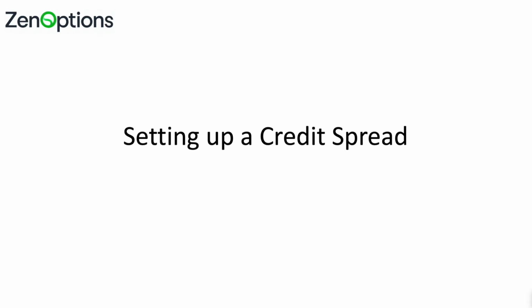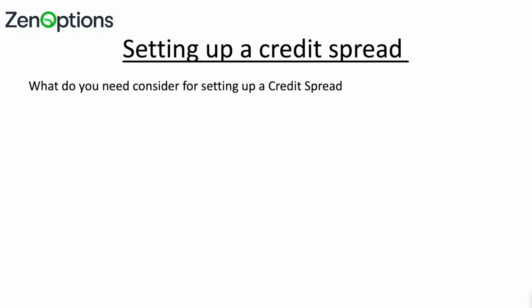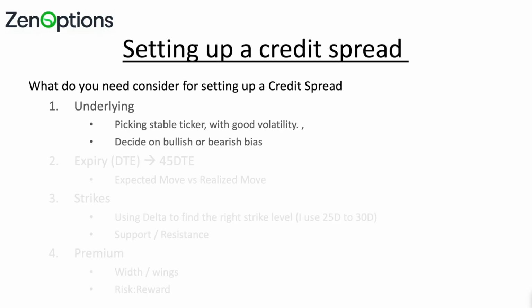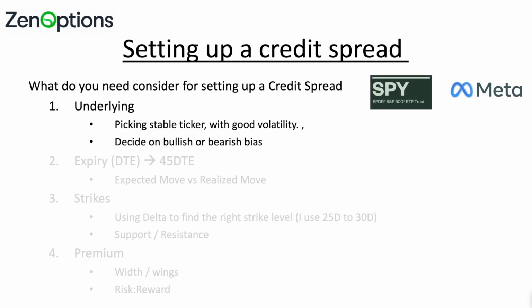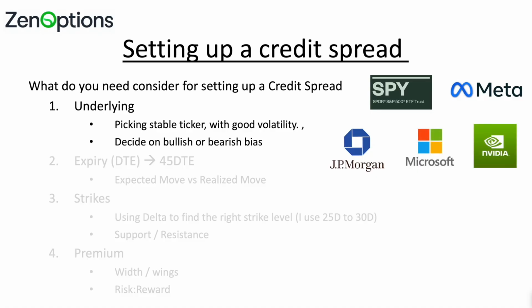To set up a credit spread properly, there are four key decisions. Number 1. The underlying ticker. Pick something liquid and stable and decide whether you want a bullish or bearish bias. Some of my favorite tickers are SPY, Meta, JPM, Microsoft, Nvidia, to name a few.